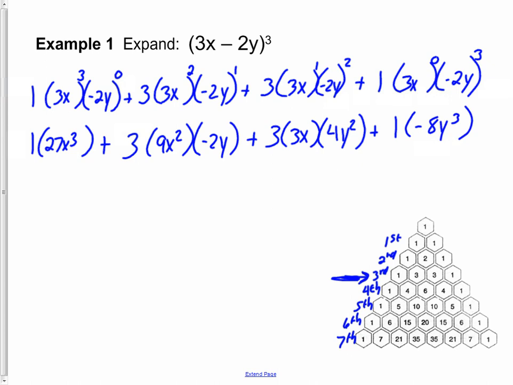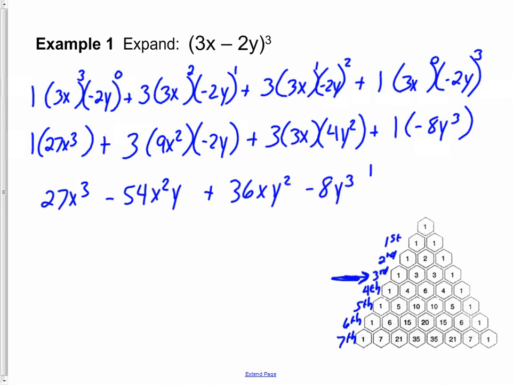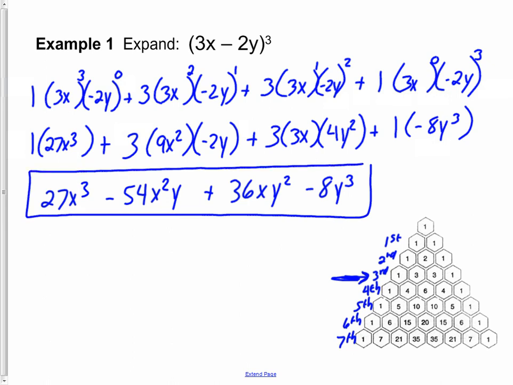So now let's go through and simplify this whole expression. This would be 27x cubed. We would end up with a negative 6 times 9 would be negative 54x squared y. The third term here would be 9 times 4 would be 36xy squared, and then minus 8y cubed. So if I expanded the binomial, if I did 3x minus 2y times 3x minus 2y times 3x minus 2y, this is what you would end up with when I multiplied those out.